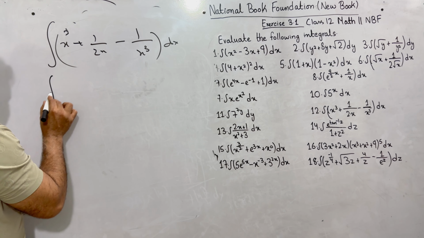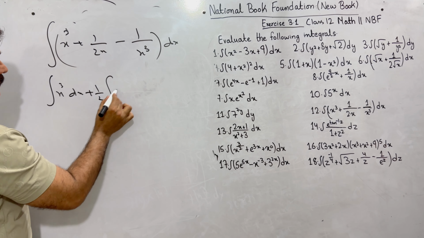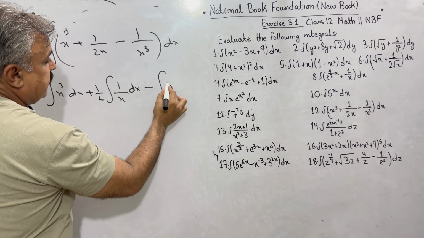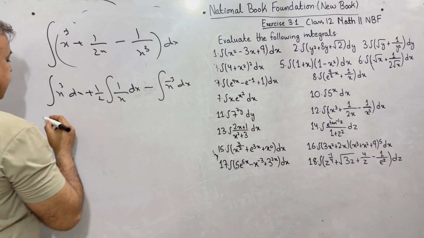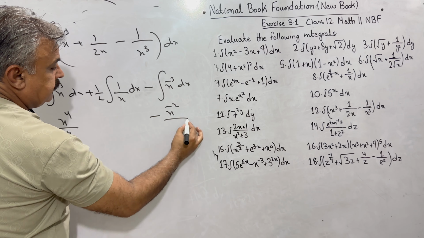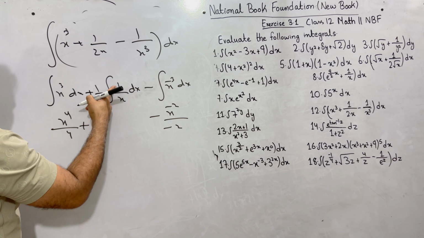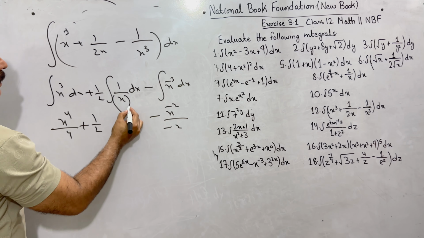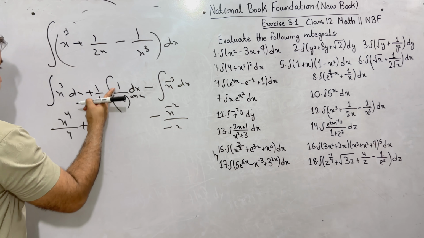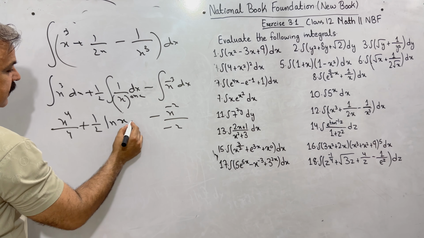Simple integration: x cube dx. Then 1 over 2x is the exception, the ln case. The last term can be written as x raised to minus 3 dx. Add 1 to the power. Here it is the case of ln, the case of function and derivative having overall power 1. It's a case of ln x or ln mod x.